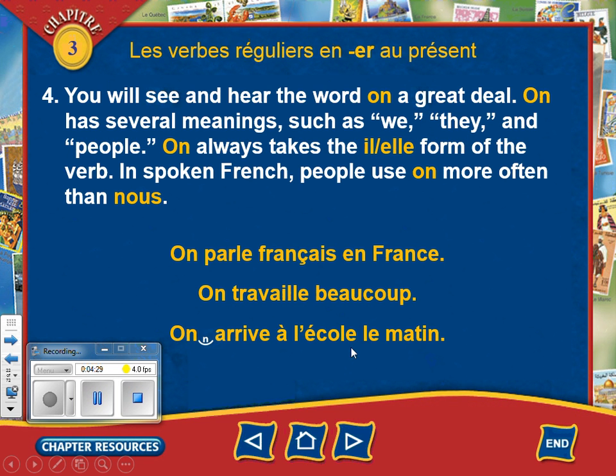On arrive à l'école le matin. We arrive at school in the morning. Or they arrive at school in the morning. Or people arrive at school in the morning. So before a consonant, silent N. But before a vowel, now I hear it. On travaille. On arrive. Go ahead and write that one down.